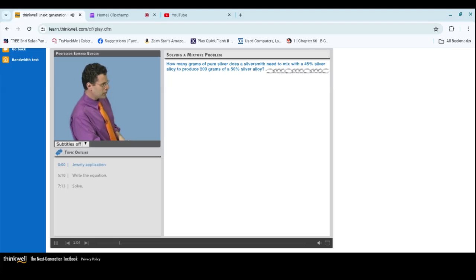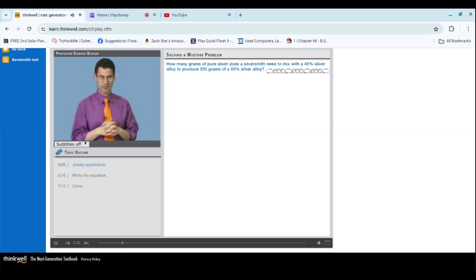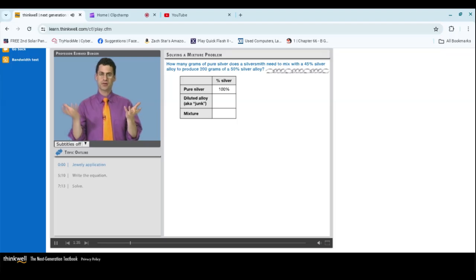In this question, we want to know how many grams, things are measured in grams, of pure silver, that's the expensive stuff, a silversmith mixes together with 45% silver alloy to produce 200 grams of 50% alloy. What that's saying is the following. You've got some pure silver, and then you've got some diluted silver, 45% diluted silver.